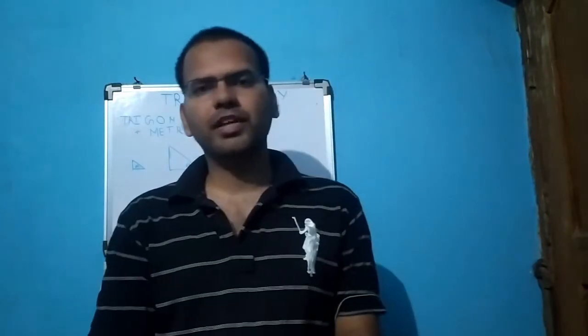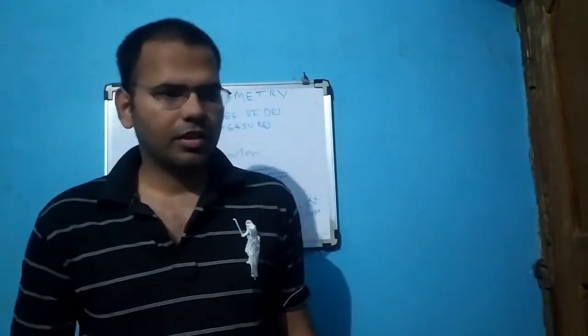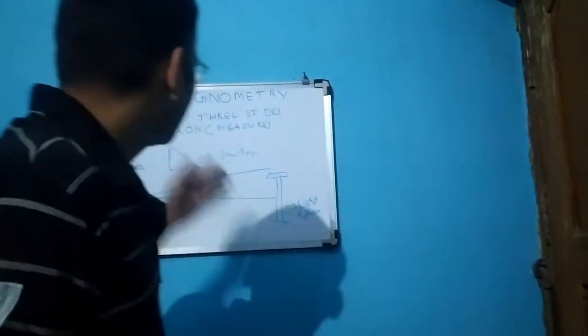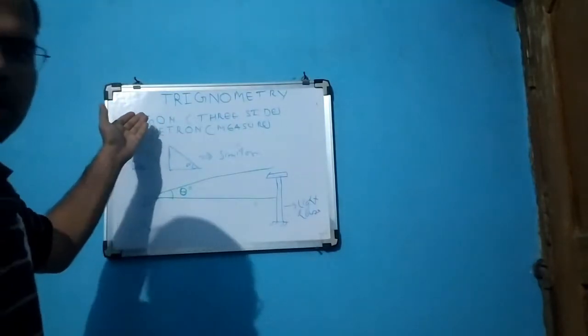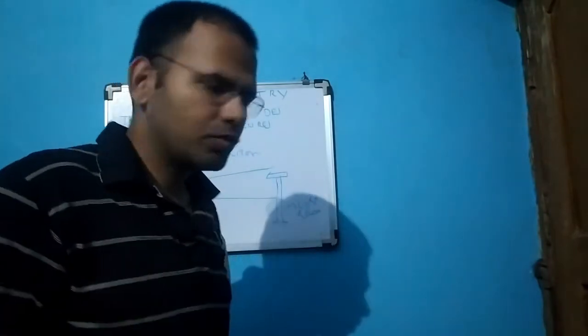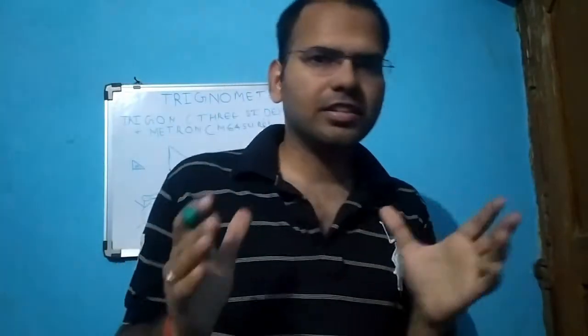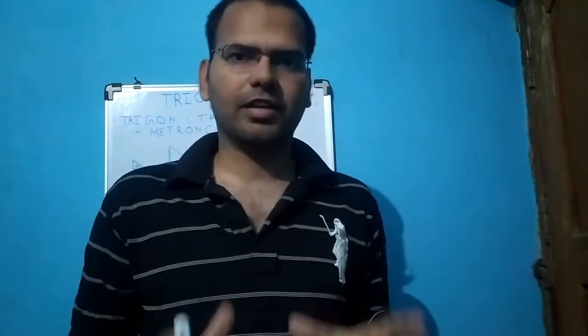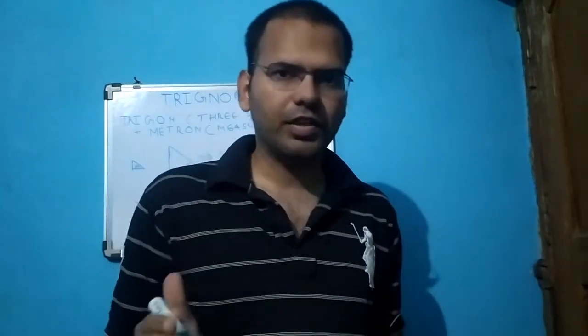What exactly do we mean by trigonometry? Trigonometry has its origin in Greek words trigon and metron. As you can see here, trigon means three sides and metron means to measure. So trigonometry means measurement of three sides. It also has its origin in the Hindi word Trikonmiti, which means the measurement of three angles. So from there we have the origin of this word trigonometry.